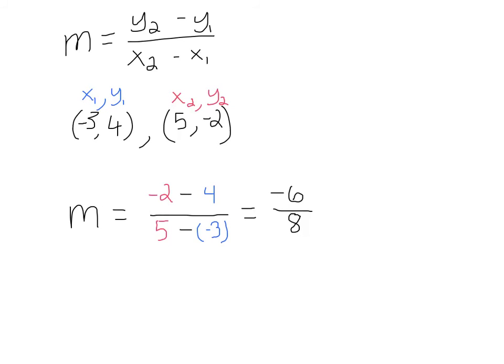We should get -6 on top and 8 on the bottom, and that should simplify down to -3/4. So -3/4 is our slope. That means we can go down 3 and move to the right 4 on our graph to find the slope between these 2 points.